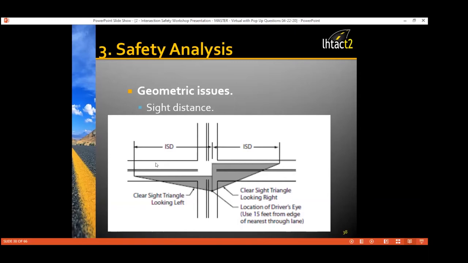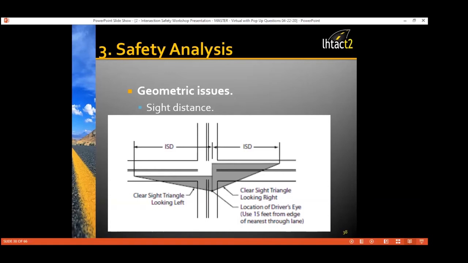We have to go across the opposing lane of traffic. And that the major road is an undivided two-way, two-lane roadway with no turn lanes. So you can clearly see, if we get the driver's eye level, we're going to use 15 feet from the edge of the nearest through lane, that our intersection sight distances are measured along these lines. And clearly you can see, because we have to go across some lanes of traffic, that the one to the left is going to be a little longer than the one to the right.